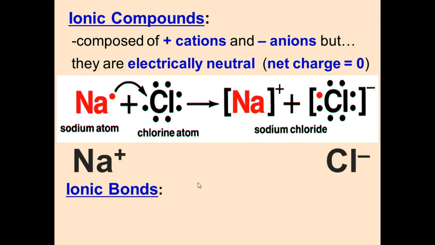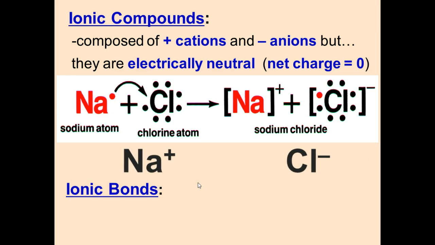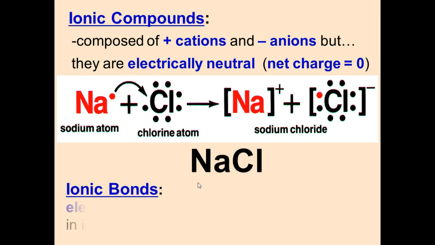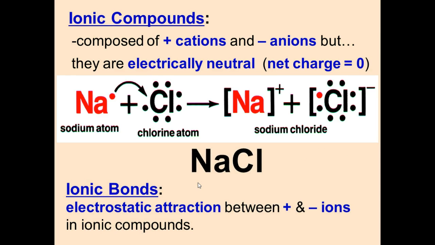And ionic bonds, like this one, Na and Cl, are an electrostatic attraction between positive and negative ions in ionic compounds. And the whole reason has to do with valence electrons and the octet rule. So they want to get 8 electrons.